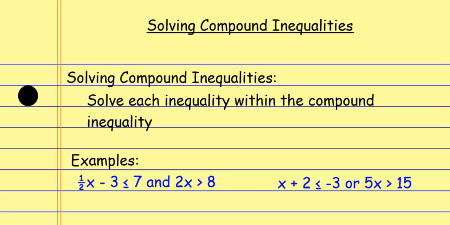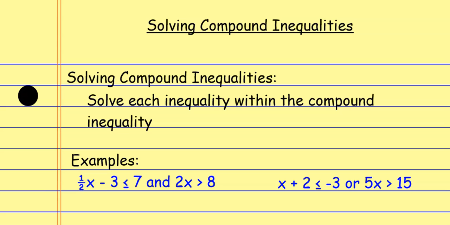Remember, compound inequalities are just two inequalities that are being graphed at the same time, that we're using at the same time. And so if it's just two inequalities, then it's just solving two inequalities, and that's all this is. So solving compound inequalities, we just solve each inequality individually, all right? It's like we have two problems to solve in each of these problems, all right?